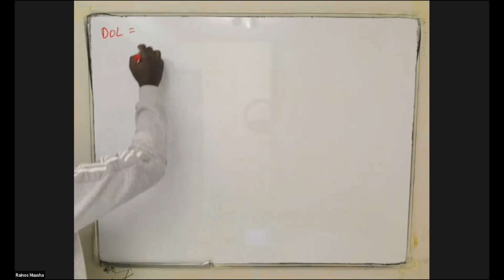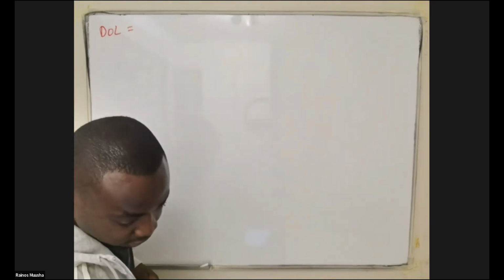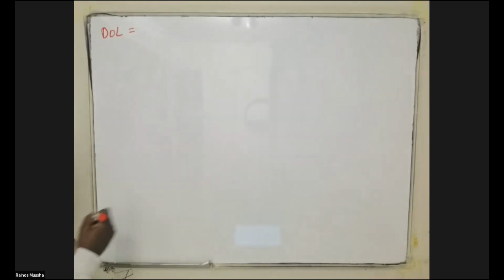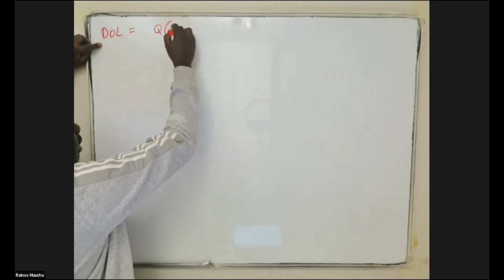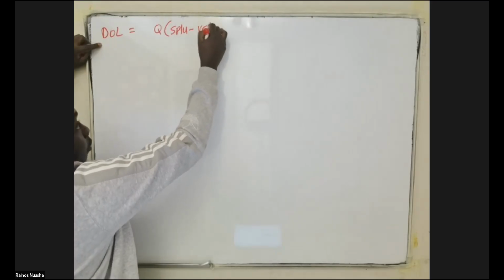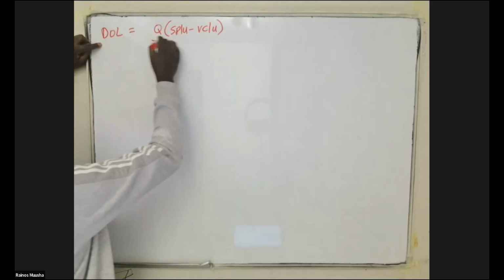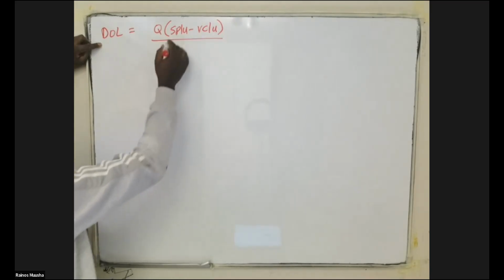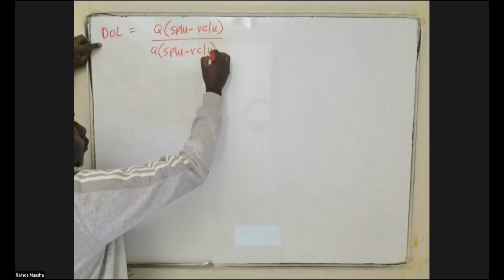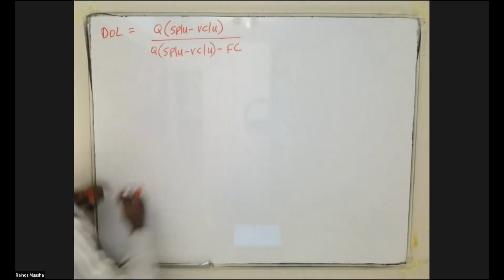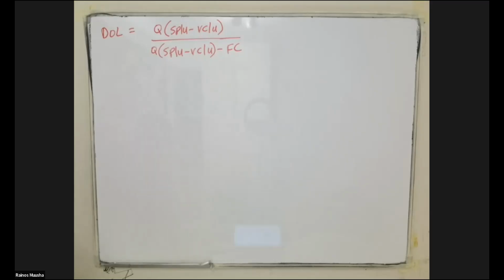we are saying your degree of operating leverage, if you still remember from undergrad where you analyzed operating leverage, is given as your quantity multiplied by your selling price per unit minus your variable cost per unit, divided by your quantity multiplied by your selling price per unit minus variable cost per unit, minus fixed cost. That's the formula that we used when we were doing undergrad.